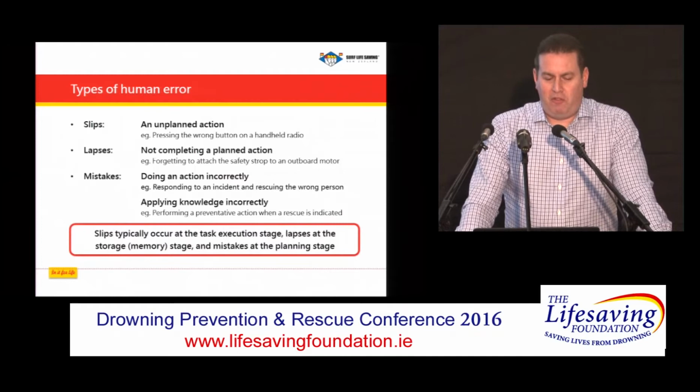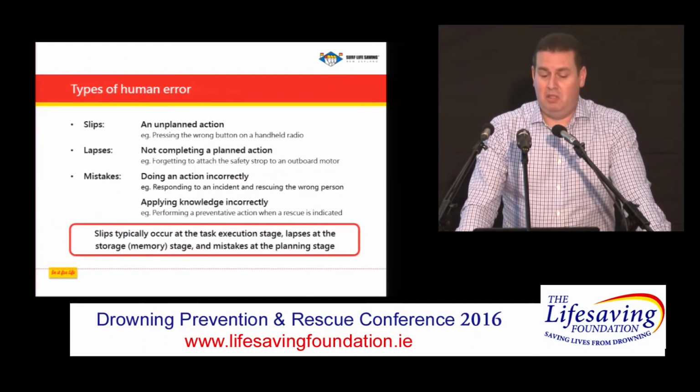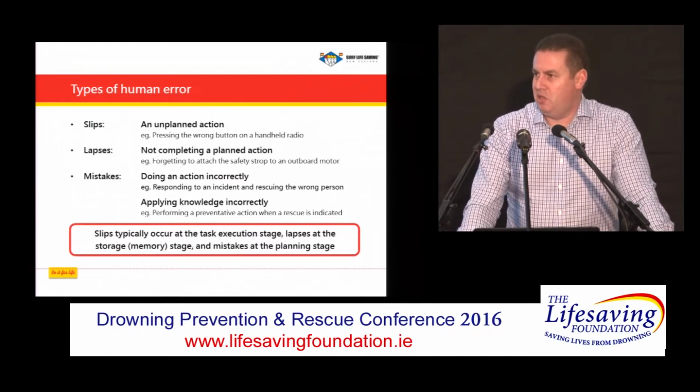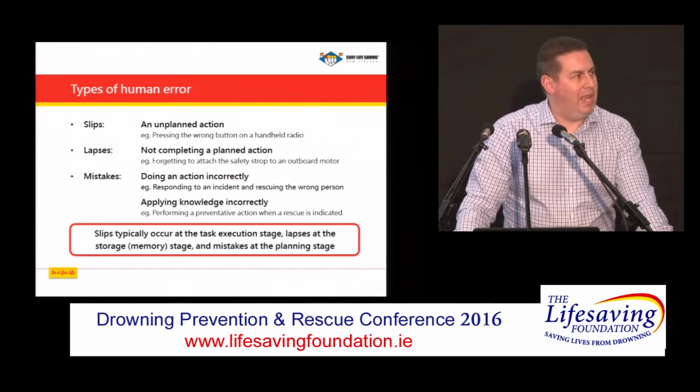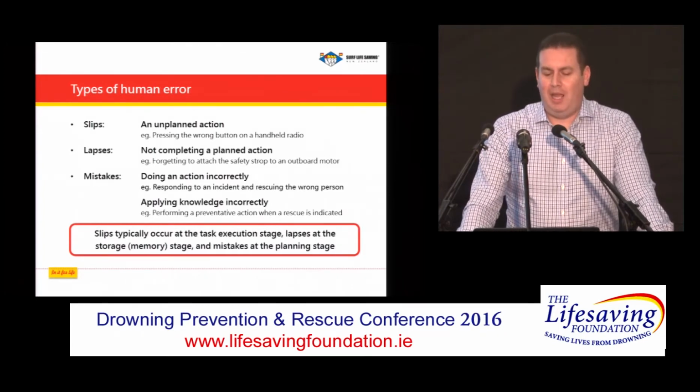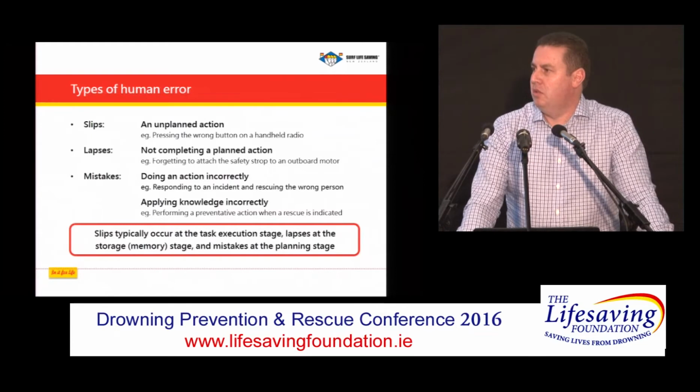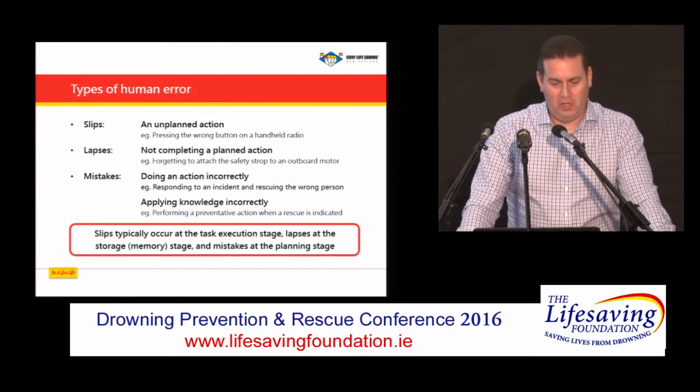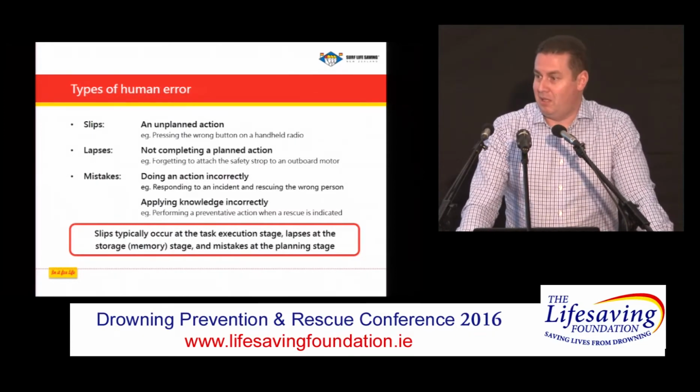What we want you to take away from this is that slips typically occur at the task execution stage, lapses at the storage or the memory stage, and mistakes at the planning stage. So the more thought process that's involved, the more likely that a mistake is going to occur.